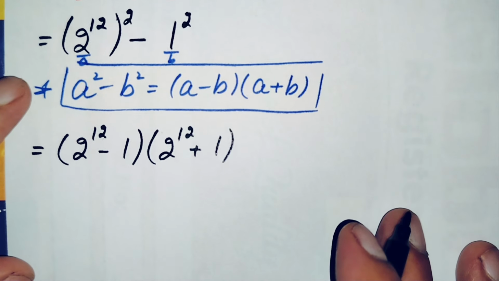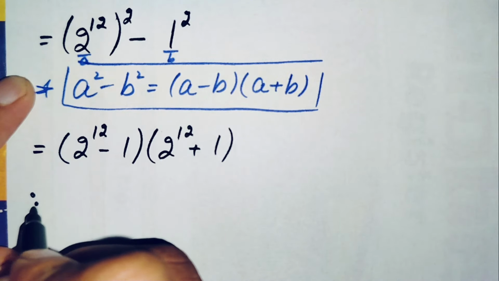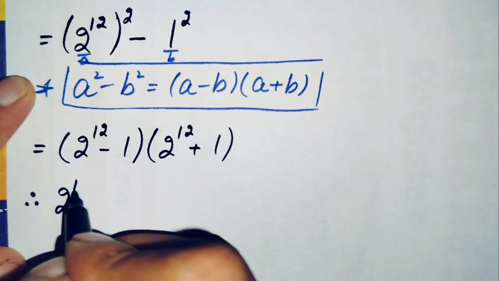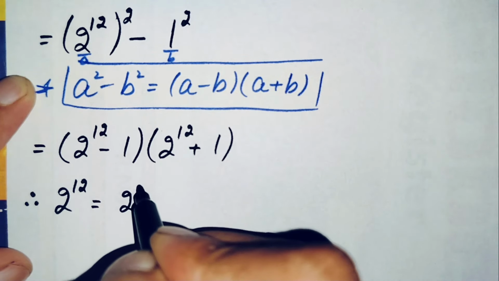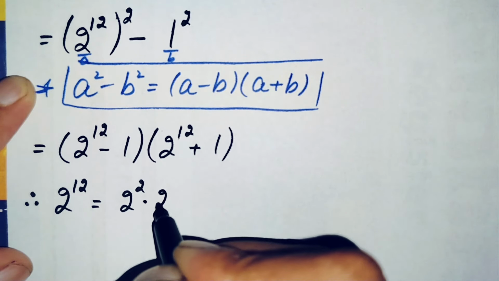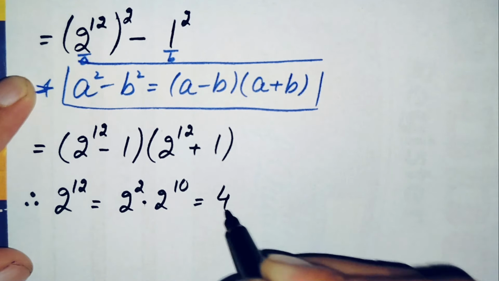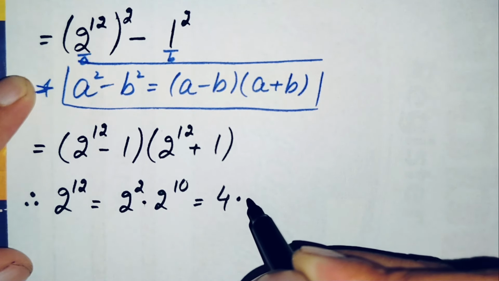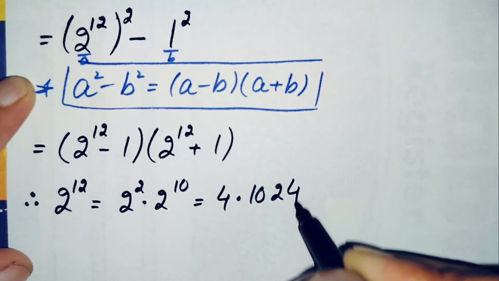Now what we will do here? Here we will try to find the value of 2 raised to power 12. Now, therefore, the value of 2 raised to power 12 is, this 2 raised to power 12 can also be written as 2 raised to power 2 times 2 raised to power 10. Now, here 2 raised to power 2 is 4, times 2 raised to power 10, which is a very famous number that is equal to 1024.